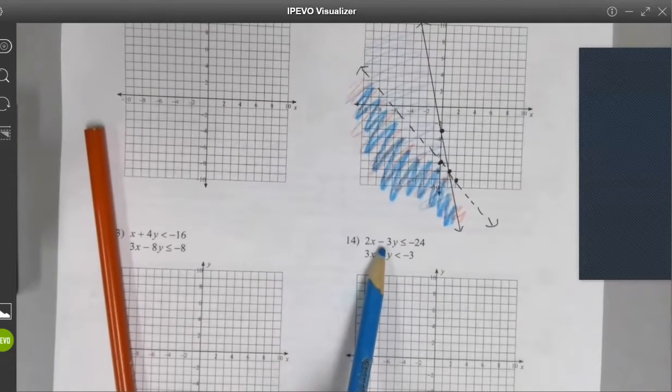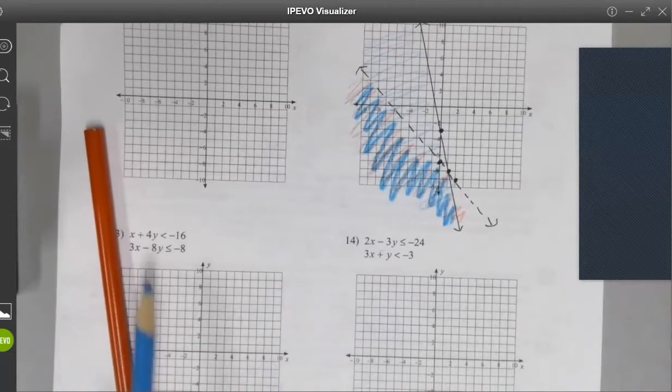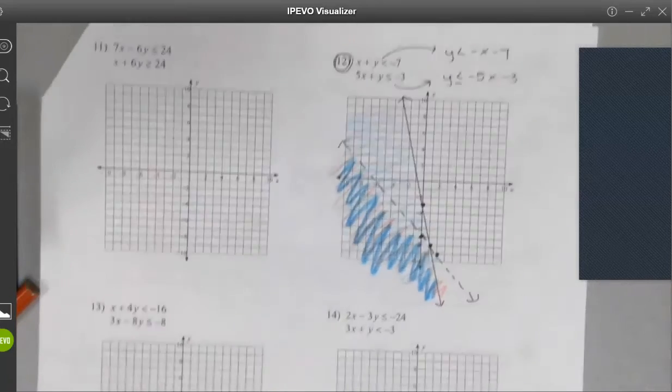Now, something that doesn't happen on 12, but does happen on other ones, is to be really careful if you flip your sign when you divide by a negative. That's something to remember with inequalities. That one was asked about in the inequalities.